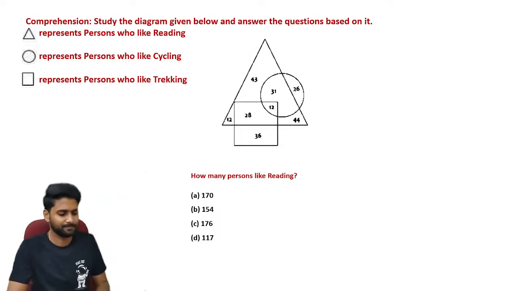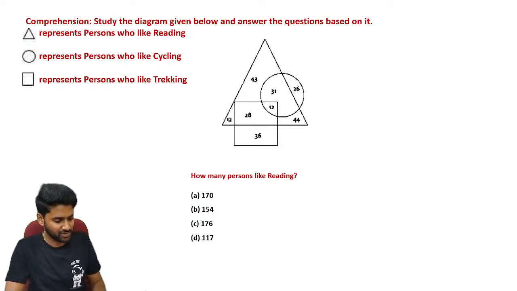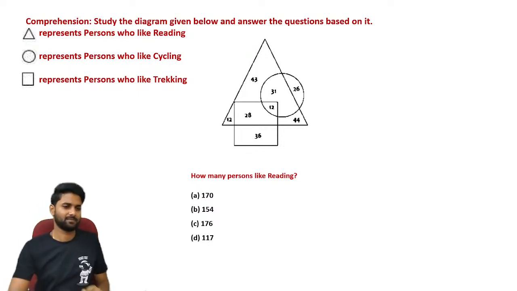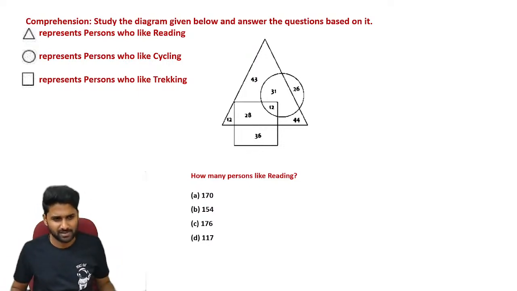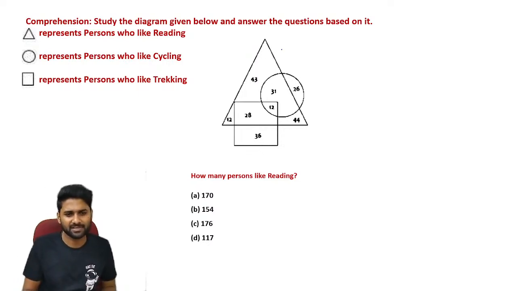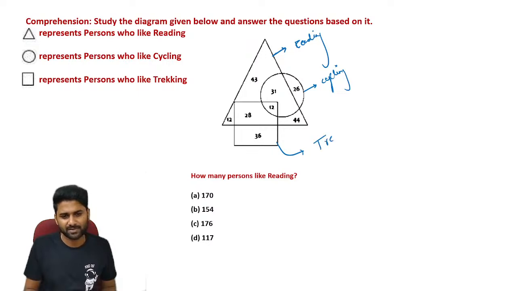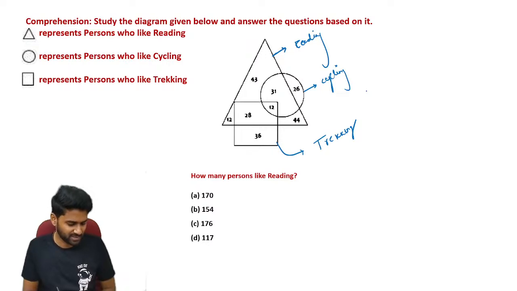Ramesh, super. So try to answer this question also. Now see, in this information they mentioned that triangle represents the person who likes reading. The circle represents the person who likes cycling. The square represents the person who likes trekking. So this is the information available in the data.